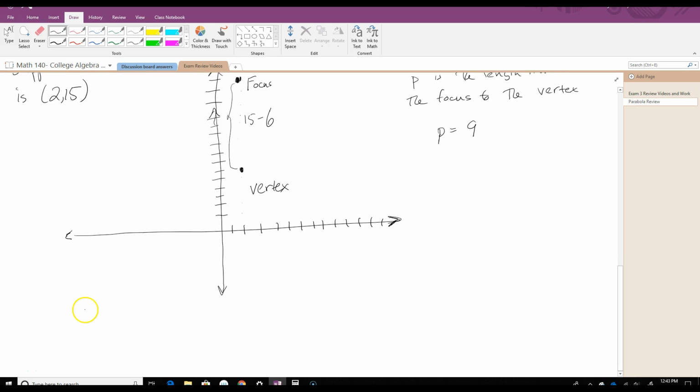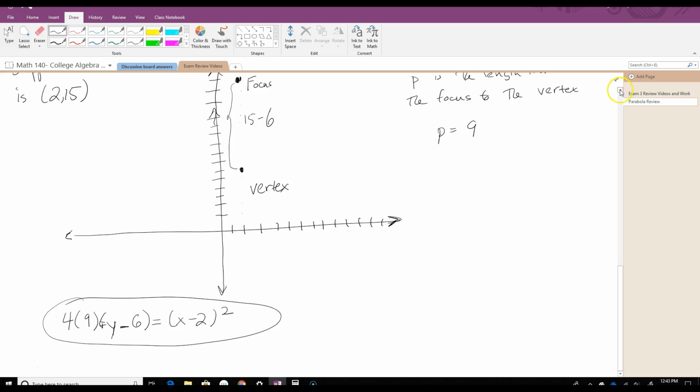Now I'm going to look at my equation. I don't even need to draw the picture. I just need those two pieces of information. And so now my equation is going to be 4 times p, so 4 times 9, times (y minus k), in this case k is 6, equals (x minus 2) squared. And there it is. There's my equation.